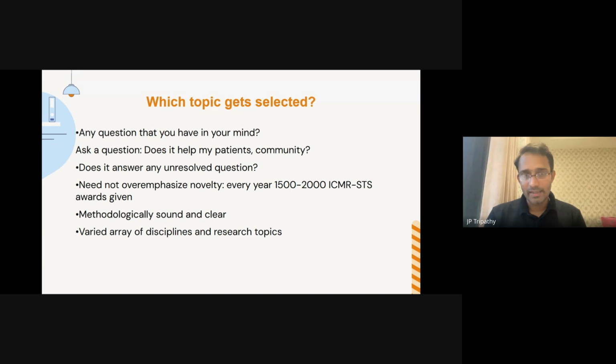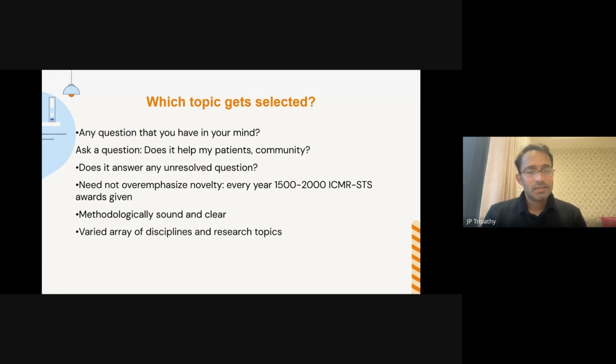I think the role of the guide here is important to make the research question very clear without any ambiguity, and your methods should always be linked to your research question and your objectives. And a varied array of disciplines and research topics have been selected. A lot of topics in the domains of not only public health, but also the clinical domain, and a lot of research questions in the laboratory domain have been selected. So I would say there is no specific area or domain which has a very high chance of getting selected.